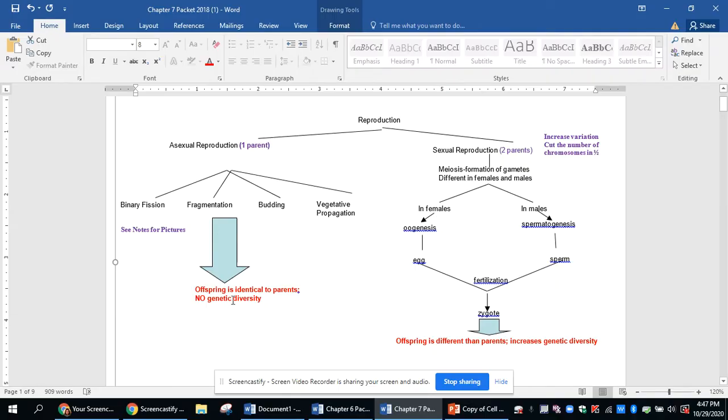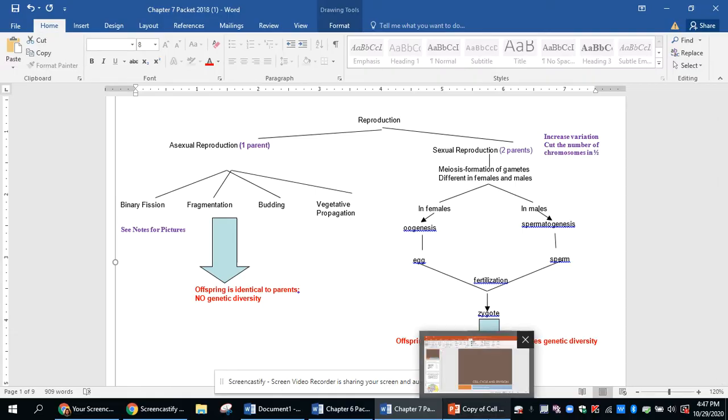And in asexual reproduction, because only one parent's contributing their DNA, there's not going to be a lot of differences. In fact, they're usually identical to the parent unless there's a mutation. In sexual reproduction, since we have two different parents contributing, we're going to have a lot of variation in the new individual or the zygote. And we're going to look at how this process is a little different over the next week.